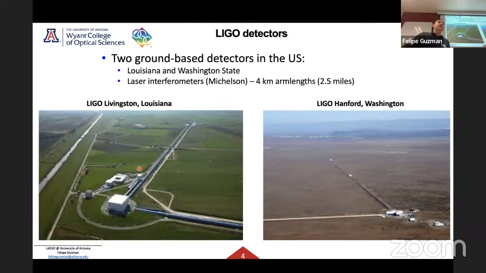So we have in the US two ground-based detectors, the LIGO detectors, as you probably all know, located in Washington State and Louisiana. They're about 3,000 kilometers apart. And they are basically these same Michelson interferometers I just showed you. However, the arm length of each of the interferometers is about 4 kilometers. So it's pretty long.